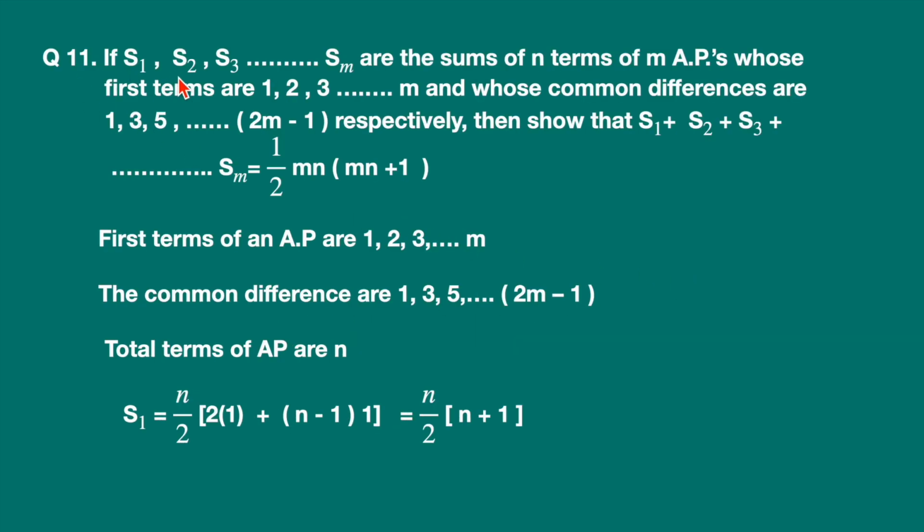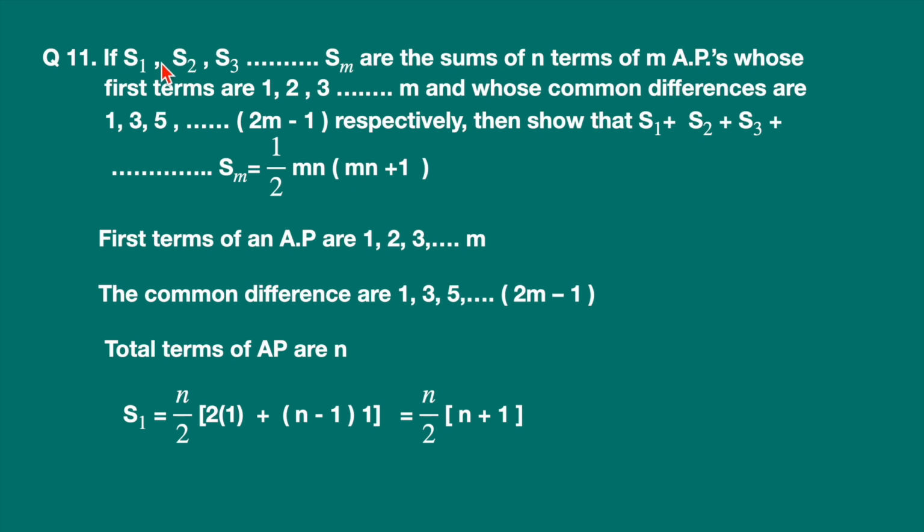Okay, question 11. If S1, S2, S3, Sm are the sums of n terms of APs whose first terms are 1, 2, 3, m and whose common differences are 1, 3, 5, 2m minus 1 respectively, then show that S1 plus S2 plus S3 plus Sm is equal to 1 upon 2 mn into mn plus 1. So in this sum, first we are going to write down what is S1, S2, S3, Sm, and then we are going to add it up so that we will get the LHS. Then we will show that LHS is equal to RHS.